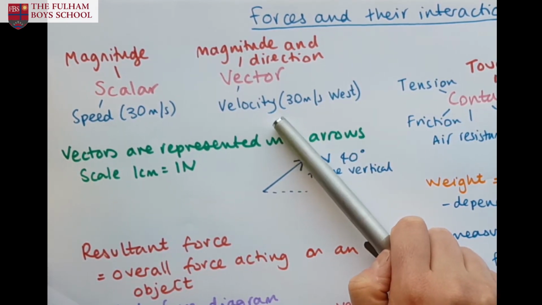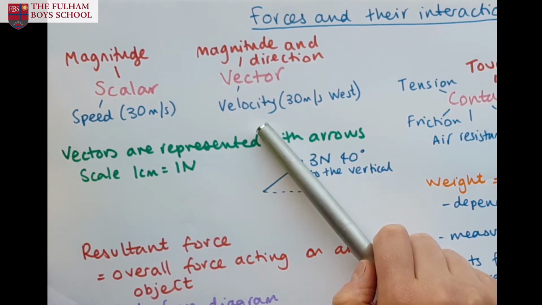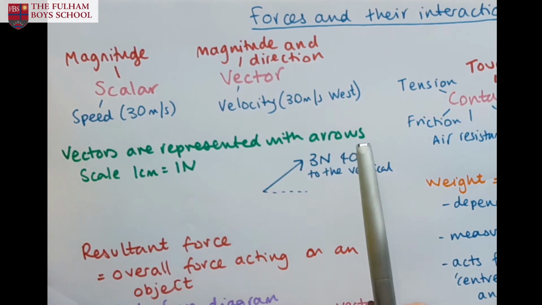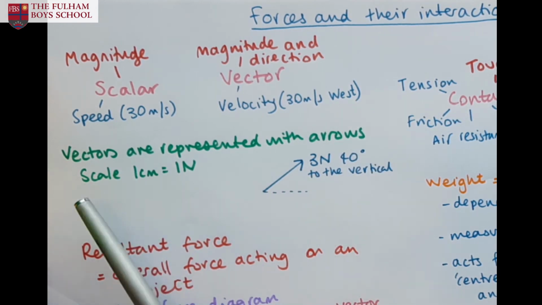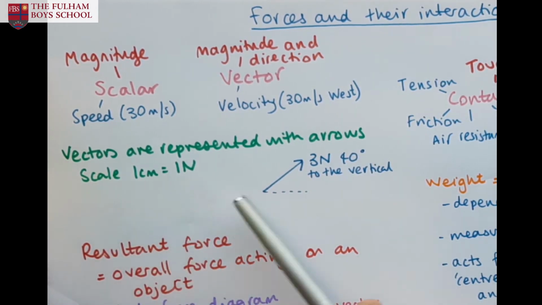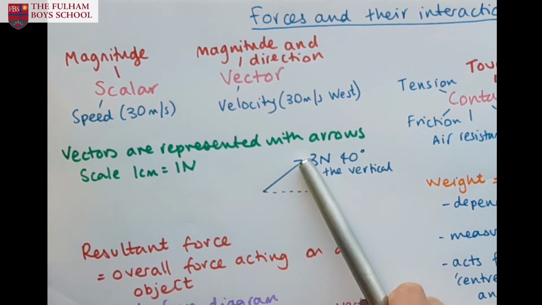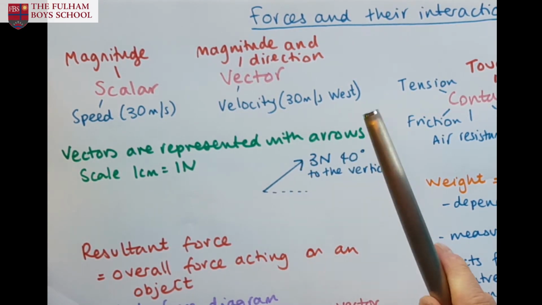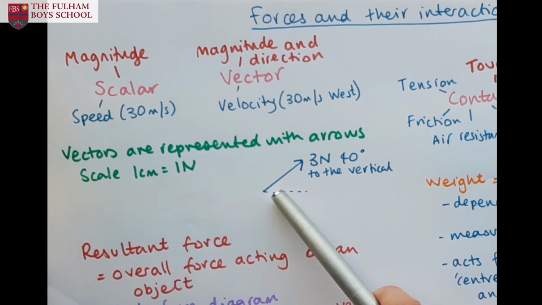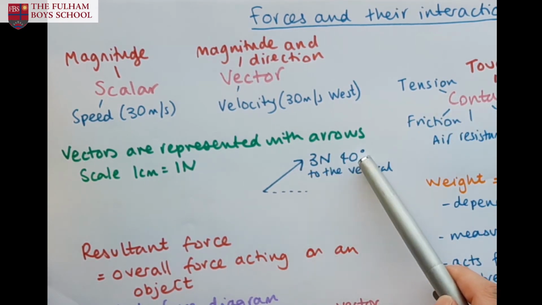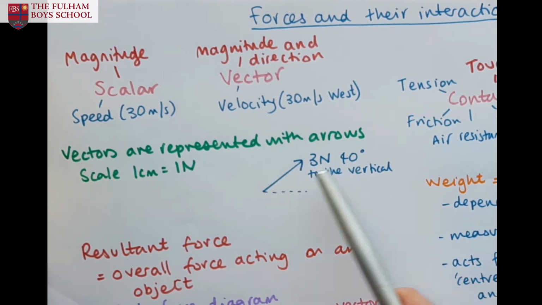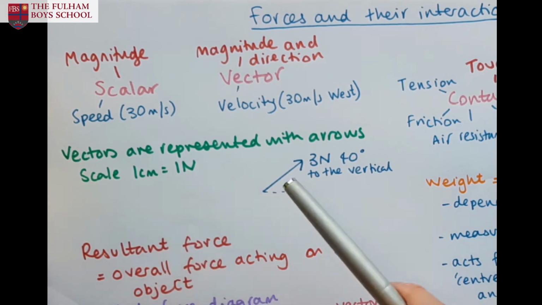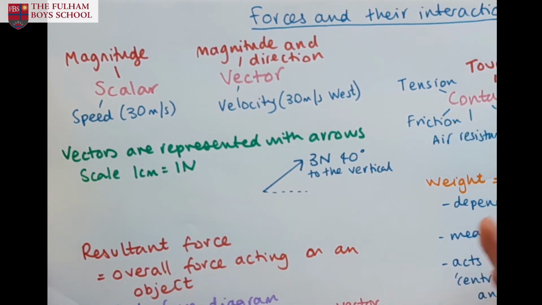If you're dealing with just two directions, you could just say minus or plus to refer to left and right for the vectors. Vectors are represented with arrows, which are drawn to scale. So the length of the arrow represents the value, the magnitude. So in this case, it's 3 newtons, and the direction just points in the direction. So in this case, I'd say that's 40 degrees to the vertical. And I've used the scale 1 centimeter as 1 newton. So that line's 3 centimeters long. So you know it's a 3 newton force.